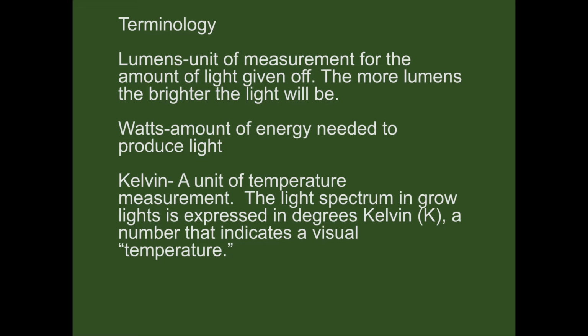Okay, before I explain the difference between the three lights, I want to just cover a little bit of terminology. This might be a little boring, but I feel it's necessary that you learn this information. So the first word is lumens. Lumens are a unit of measurement for the amount of light given off. The more lumens, the brighter the light will be. Watts is the amount of energy needed to produce that light. Kelvin is a unit of temperature measurement. The light spectrum in grow lights is expressed in degrees Kelvin, and that's a number that indicates a visual temperature.